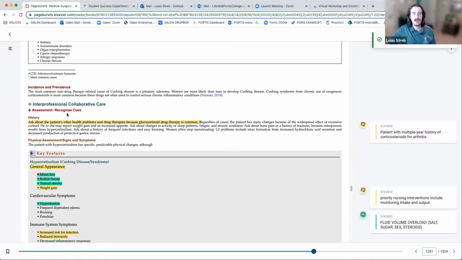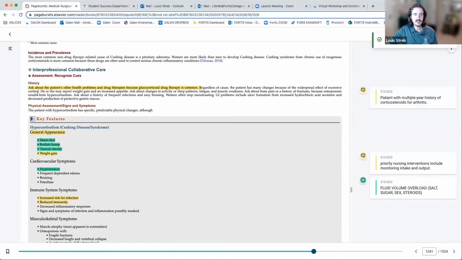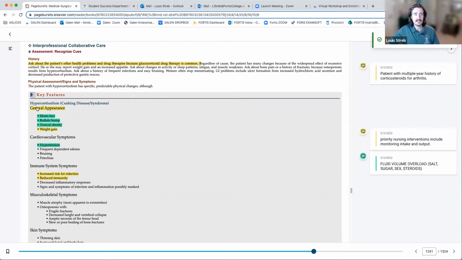But what are we talking about? Assessment, history, that's all part of it. Ask the patient, have they been on any kind of glucocorticoid drug therapy? Because we know that anybody who's been on these for multiple years, things like arthritis, RA, things like that, it's the first thing that comes to mind, that or something like lupus. Y'all, it puts them at risk for all of these signs and symptoms down here, because that's what hypercortisolism is.